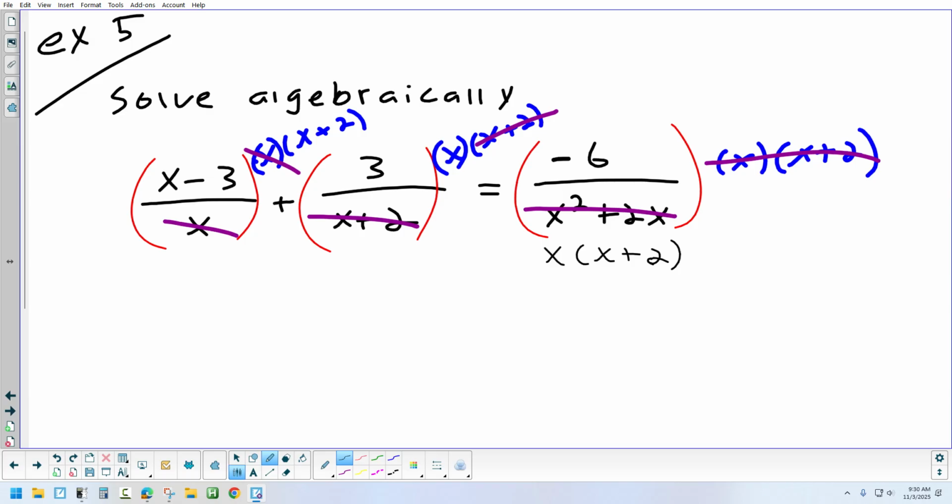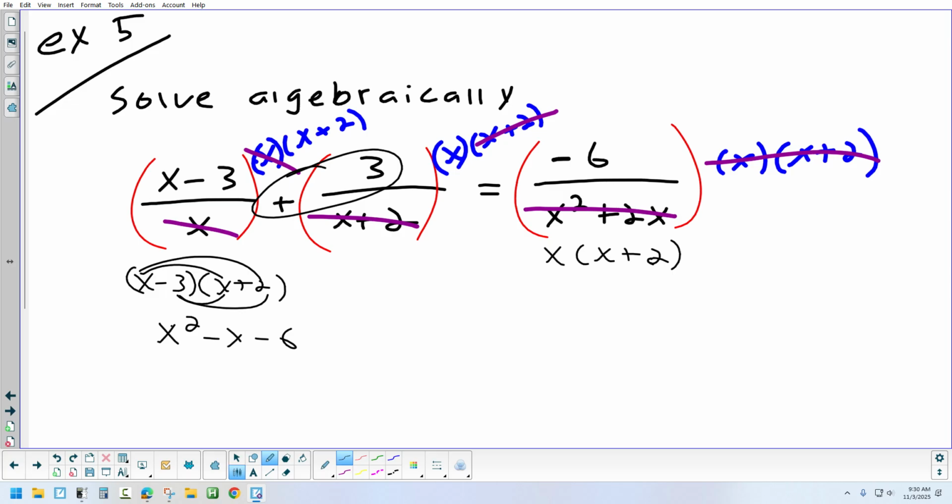So first thing we've got to do is x minus 3 times x plus 2. So let's do that. X times x is going to give me x squared plus 2x minus 3x. It's 2x minus 3x. Negative x. And negative 3 times positive 2. Negative 6. Good.